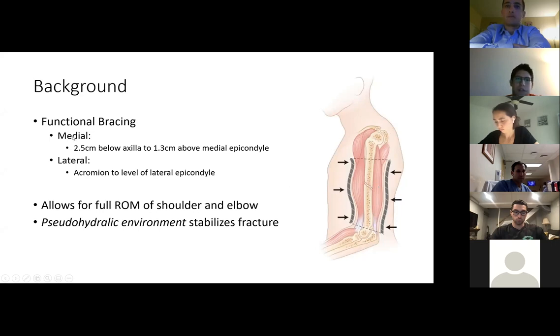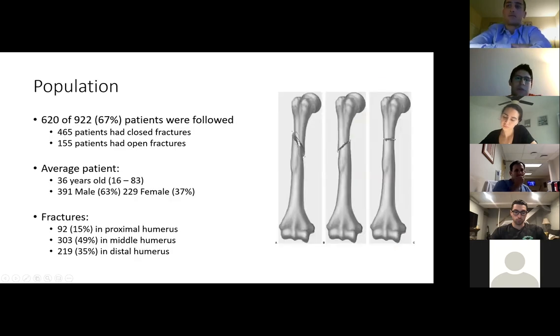But for the specifics of the actual brace, he said that 2.5 centimeters below the axilla to 1.3 centimeters above the medial epicondyle is how much you want the brace to extend, and laterally you would like it to extend from the level of the acromion to the level of the lateral epicondyle. And as I mentioned, it gives you full range of motion at the level of the shoulder and the elbow, and it creates this quote unquote pseudo hydraulic environment where the soft tissues themselves are what's compressing the actual fracture site.